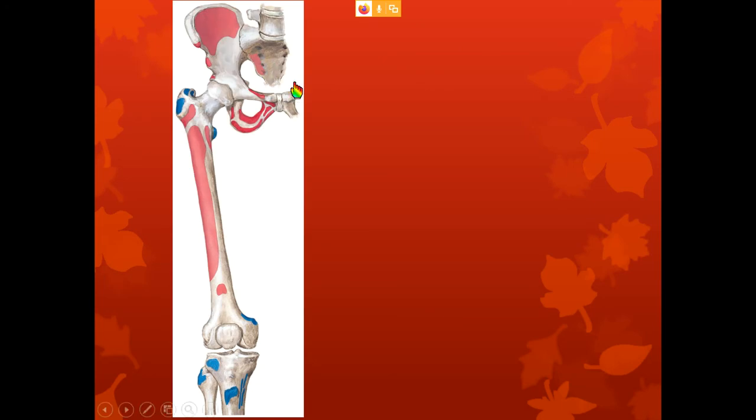Coming to the lower limb, we can identify the right and left hip bones.